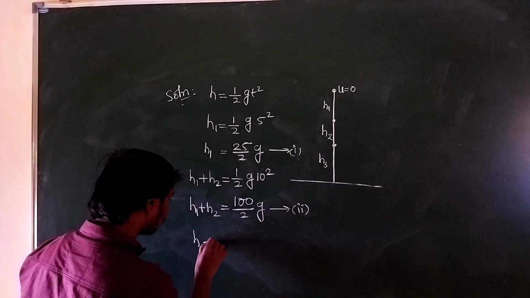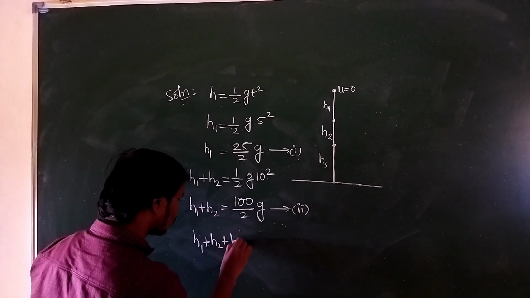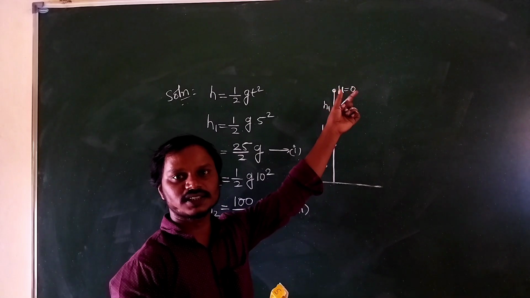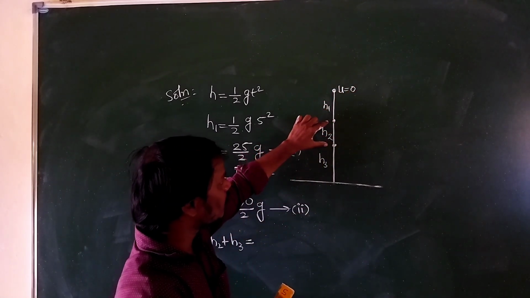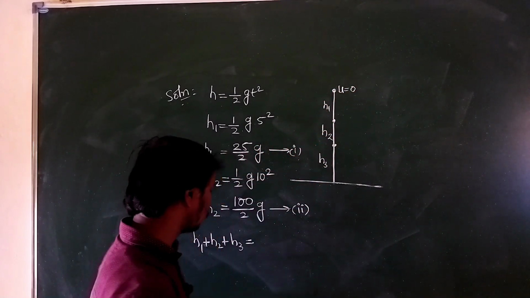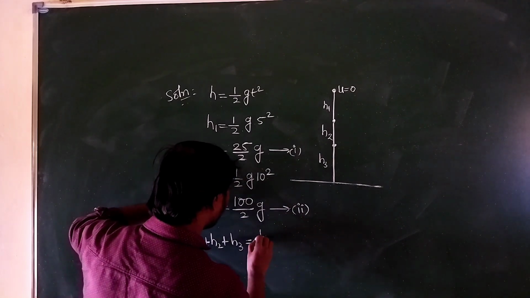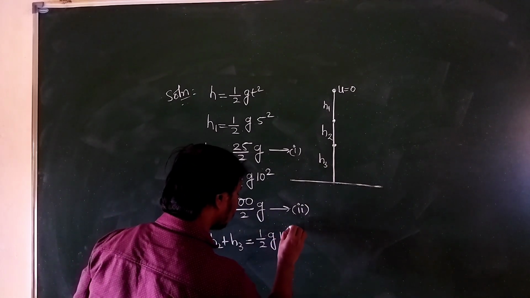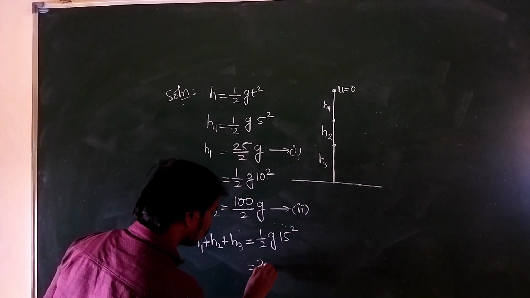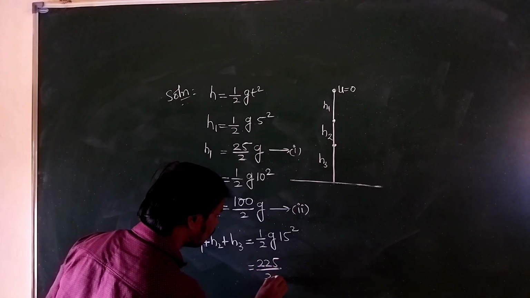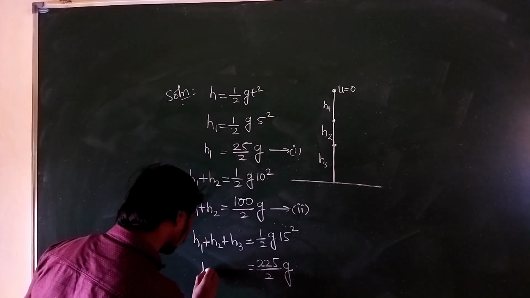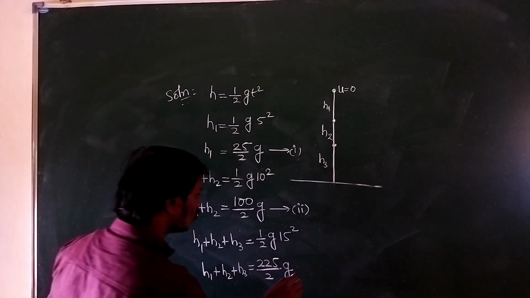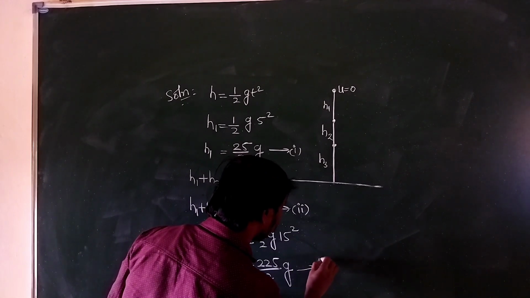and next h1 plus h2 plus h3. What is the total time taken by the stone to reach the ground from its initial point? That is 5 seconds plus 5 seconds plus 5 seconds, 15 seconds. Now we can write, 1 by 2 g, total time taken is 15. 15 squared is 225. 225 divided by 2 into g. Now it is h1 plus h2 plus h3. Let us take it as equation number 3.